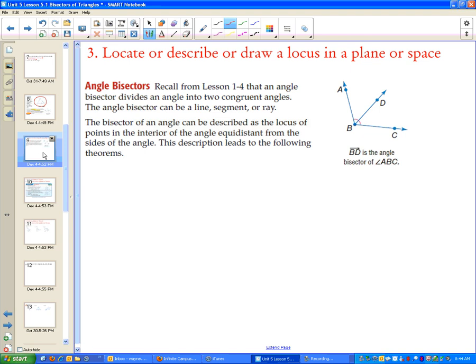That's good enough. Now, the bisector of an angle can be described as the locus of points in the interior of the angle equidistant from the sides of the angle. So we've got angle ABC here. Ray BD is an angle bisector. What this statement is saying is: pick a point that's on that angle bisector.